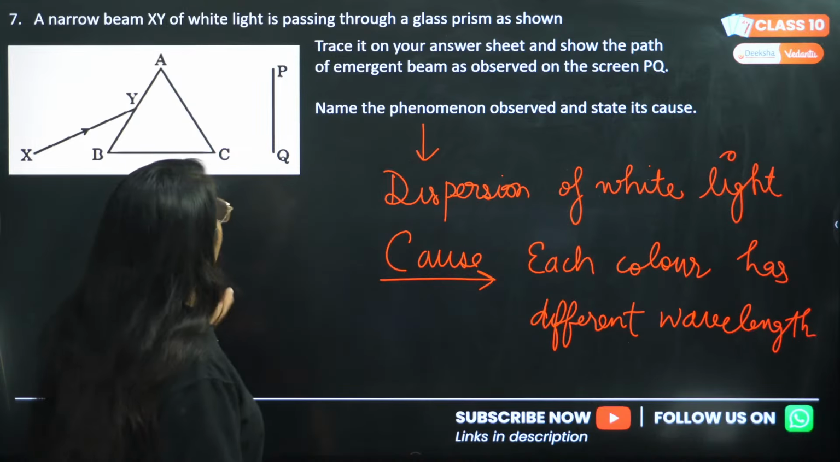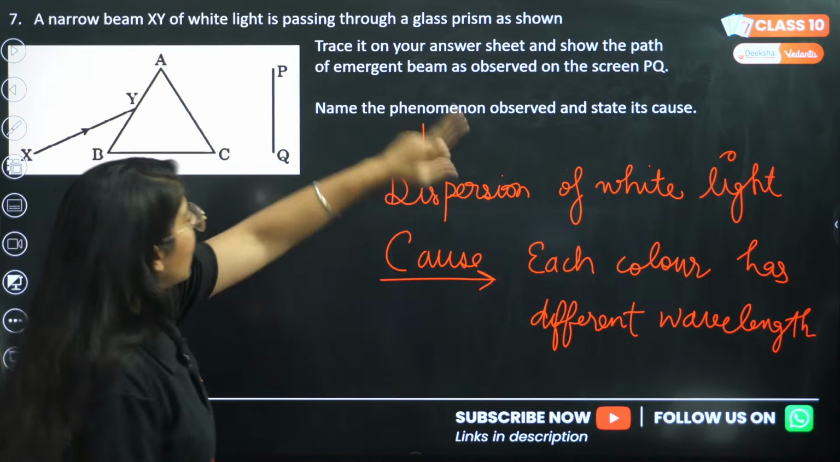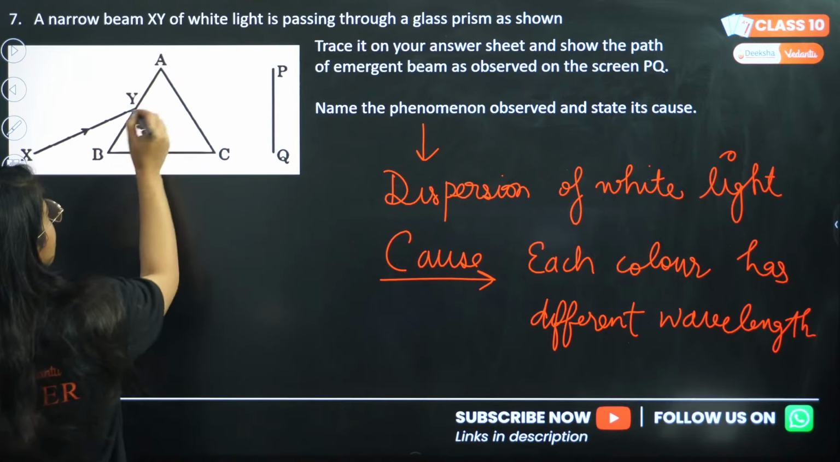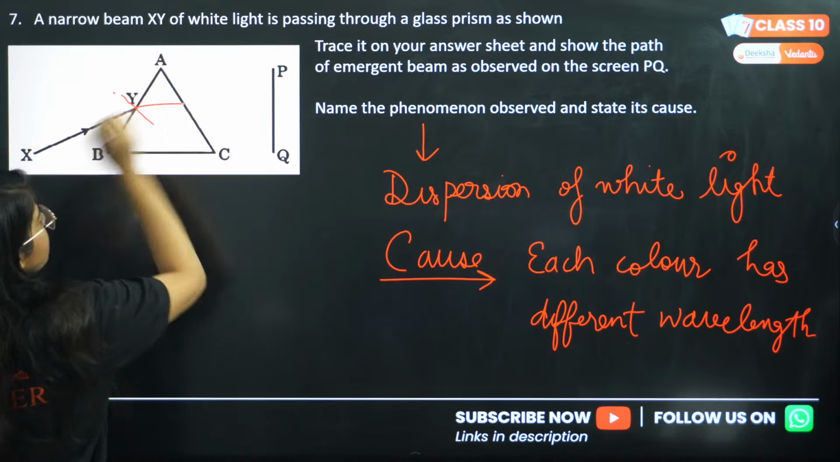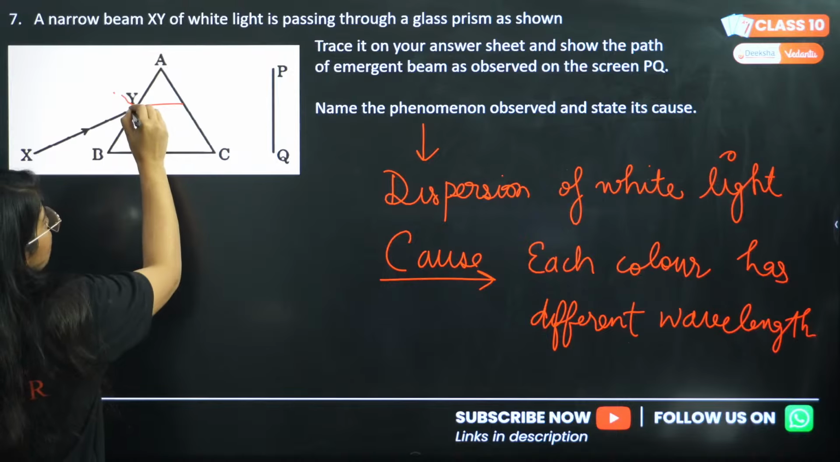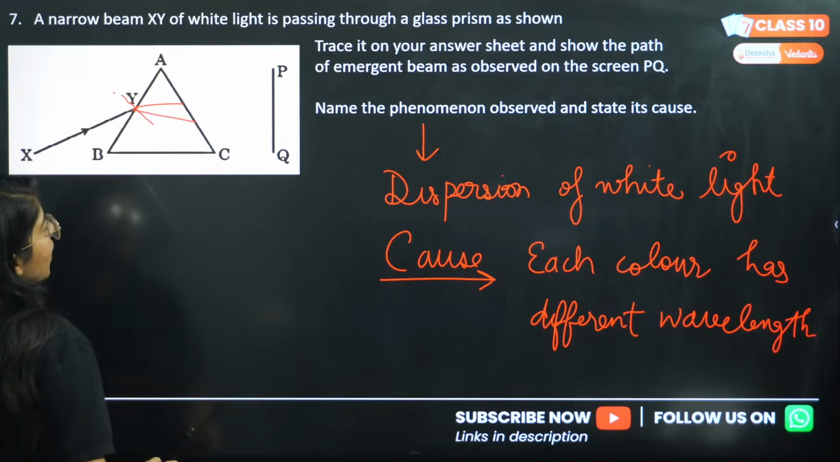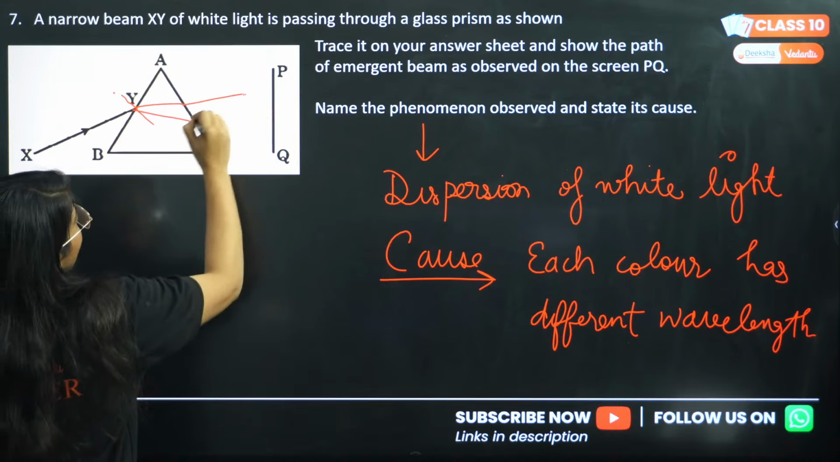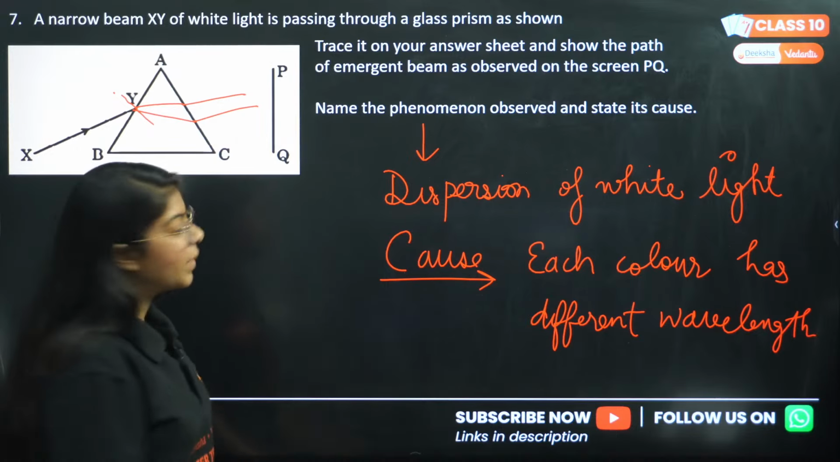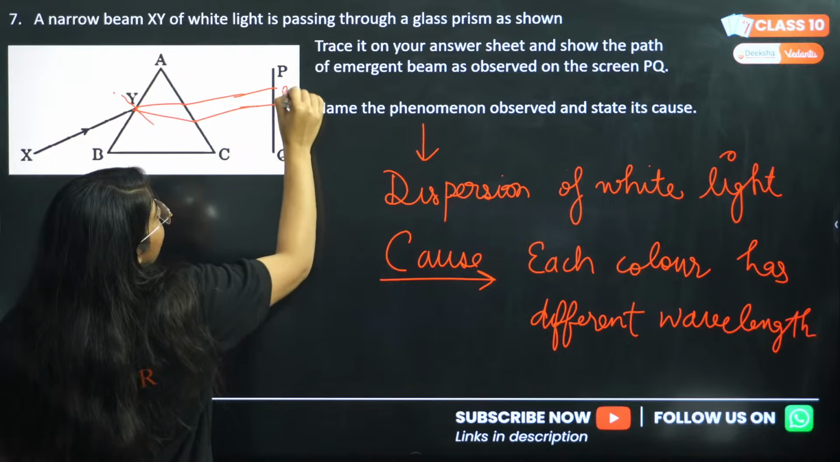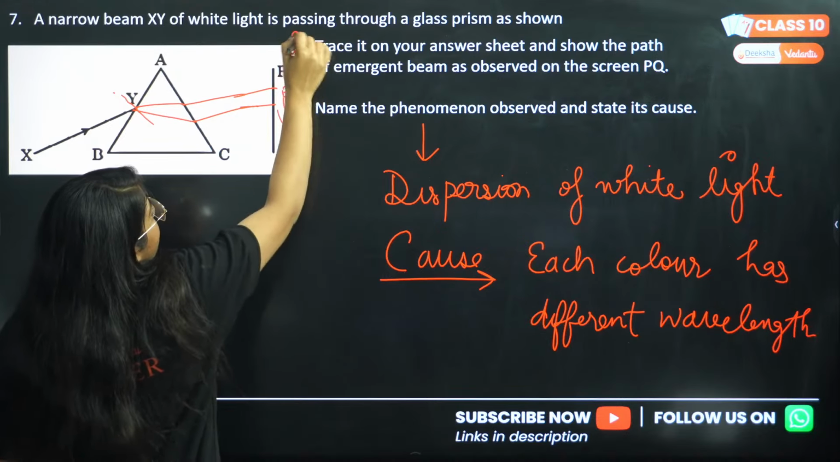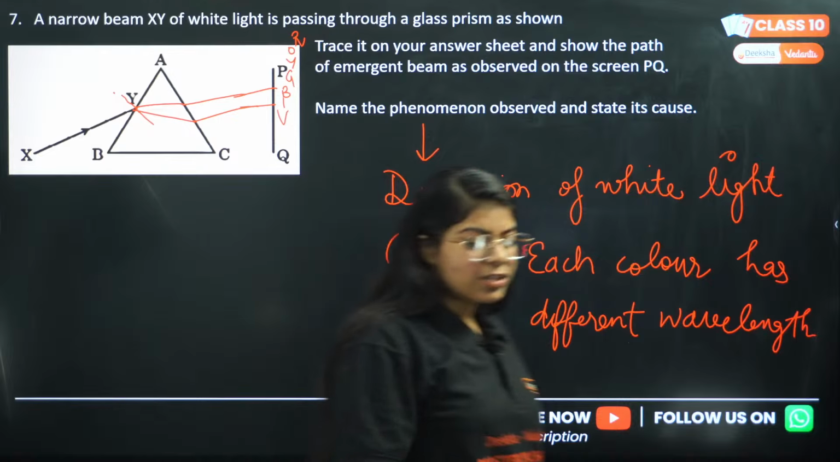Also they've asked you to trace, so you can just trace what will happen. This ray will bend towards the normal, but it will also split into its 7 constituent colors, and then it will split further while coming out. So on screen PQ you'll see a pattern which is a spectrum. Let's move on to the next question.